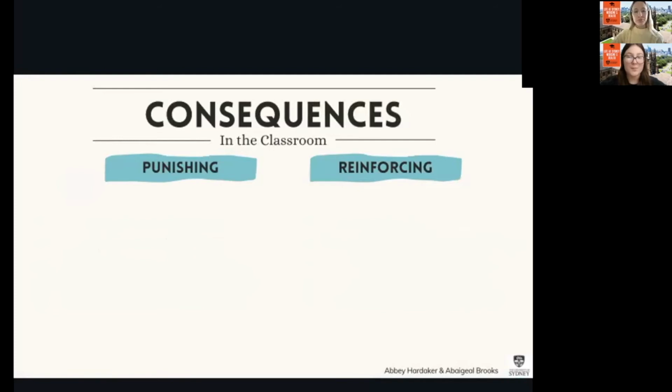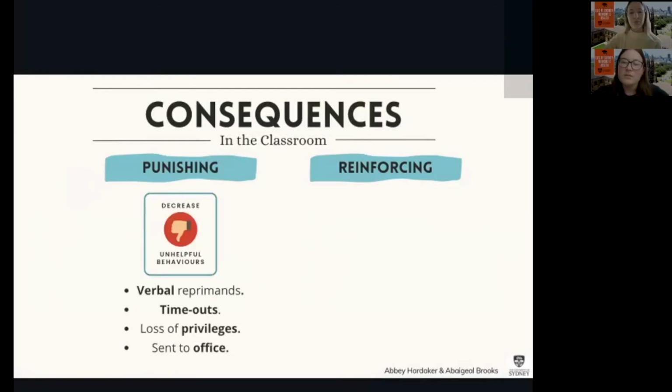Modifying the consequences of a behaviour should consider the effects of punishment versus reinforcement. To address unhelpful problem behaviours, the consequence should be punishing, so the student learns to not repeat that behaviour. This might include verbal reprimands, for example, a verbal warning, if the school has an established 3 warning system, timeouts. The general rule of thumb for a timeout is that it should be a minute per age. So for example, a 5-year-old would stay back for 5 minutes. Loss of privileges, such as not listening to music during independent work, or the student might even be sent to the office.